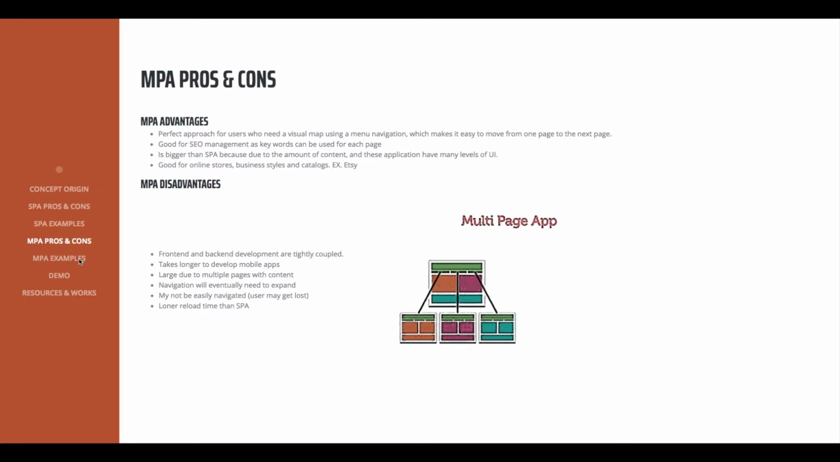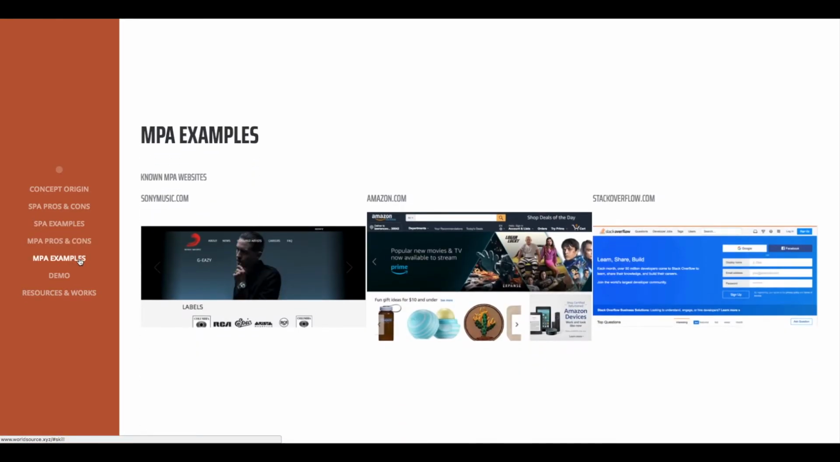Disadvantages of MPAs include: front-end and back-end development are tightly coupled. It takes more development time. It takes longer to develop mobile apps. They are large due to multiple pages with content. Navigation will eventually need to expand due to the amount of content, which may result in users not being able to easily navigate the site. And lastly, MPAs have longer reload time than SPAs. Examples of businesses who use MPAs include Sony Music, Amazon, and Stack Overflow.